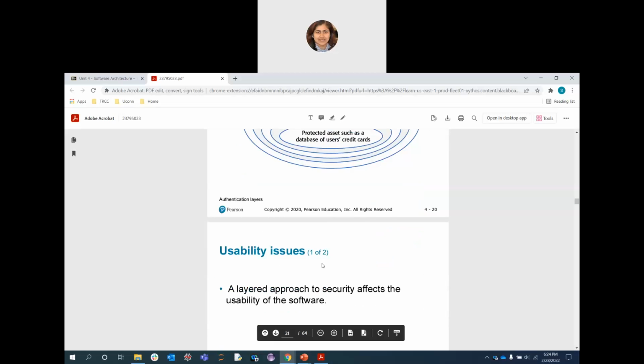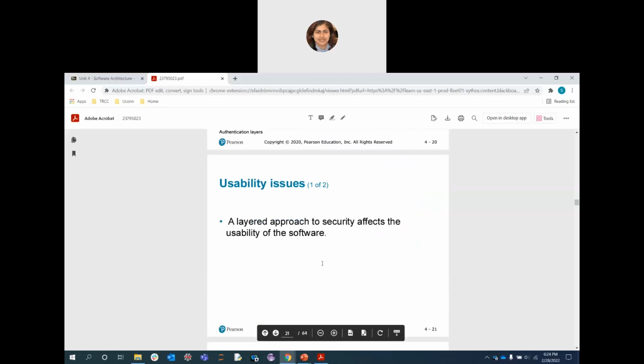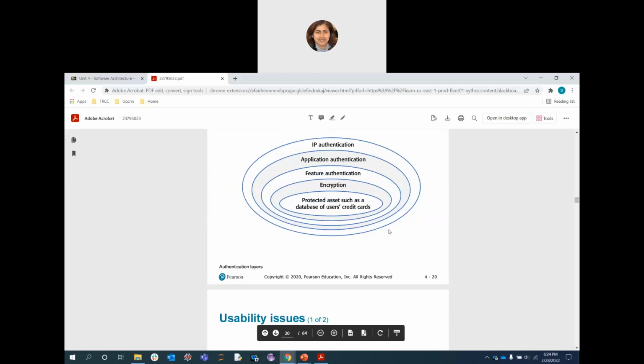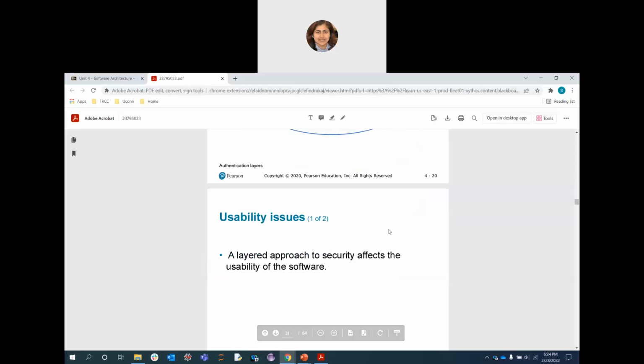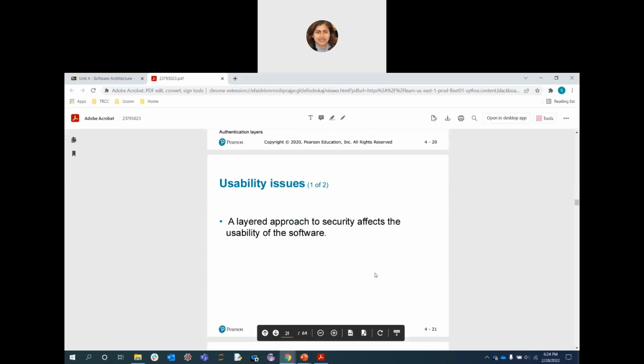Let's see what the usability issues are. We just saw the layered approach for software security. Users have to remember certain information such as a password, which is needed to penetrate this security layer, and their interaction with the system is inevitably slowed down by this security feature. Many users find this irritating and often look for workarounds so that they do not have to re-authenticate to access the system features or the data.